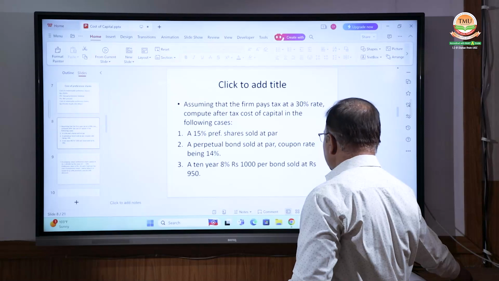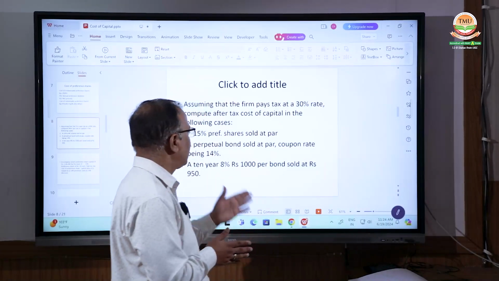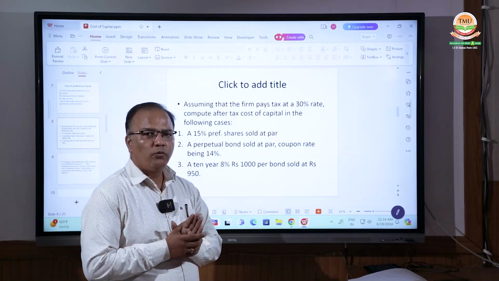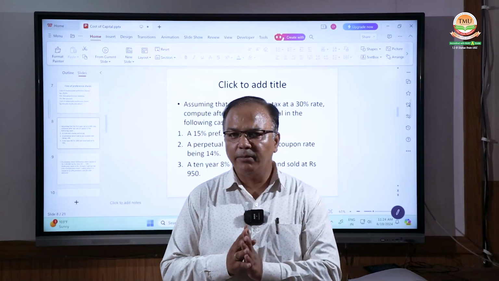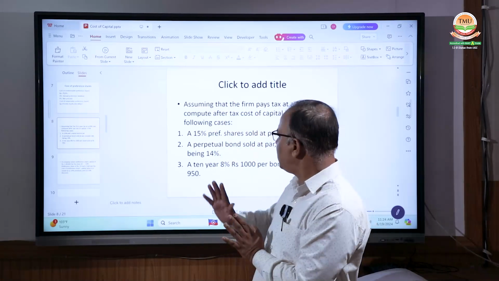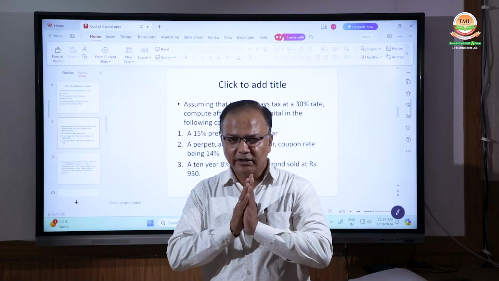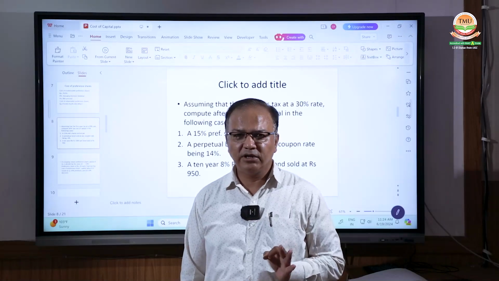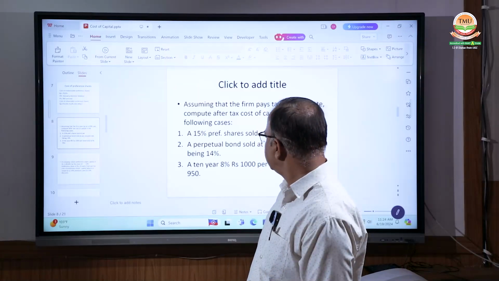Now let's do it one by one. First, you have to find out the cost of irredeemable preference share. Whenever you have to find out the cost of irredeemable preference share, it's a simple formula. Kp, cost of preference share, is equal to preference dividend divided by net proceed.